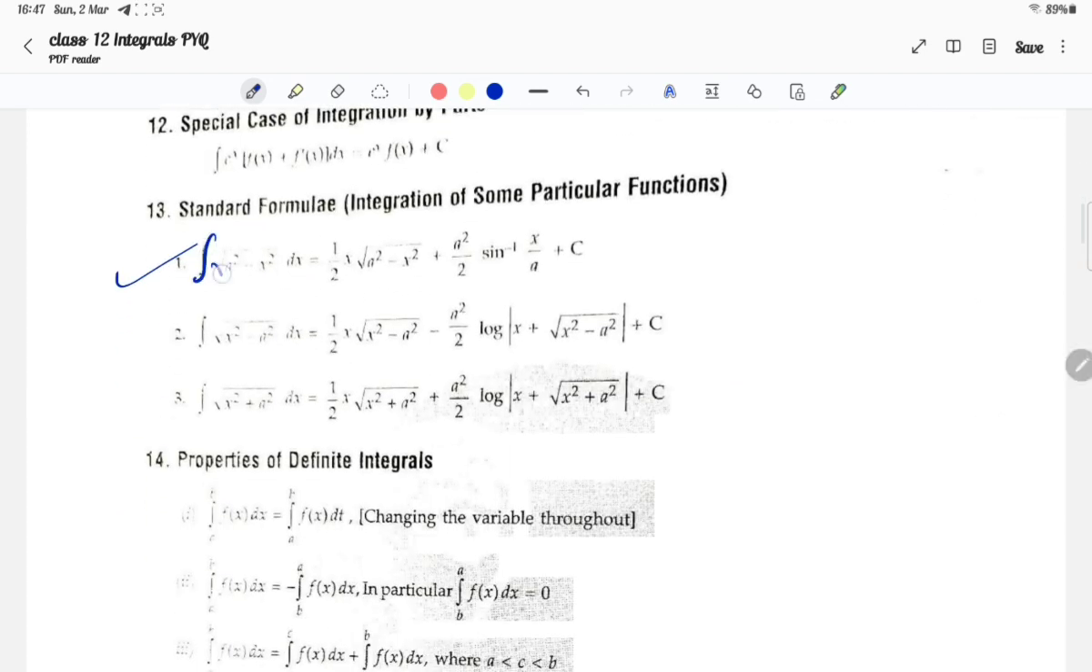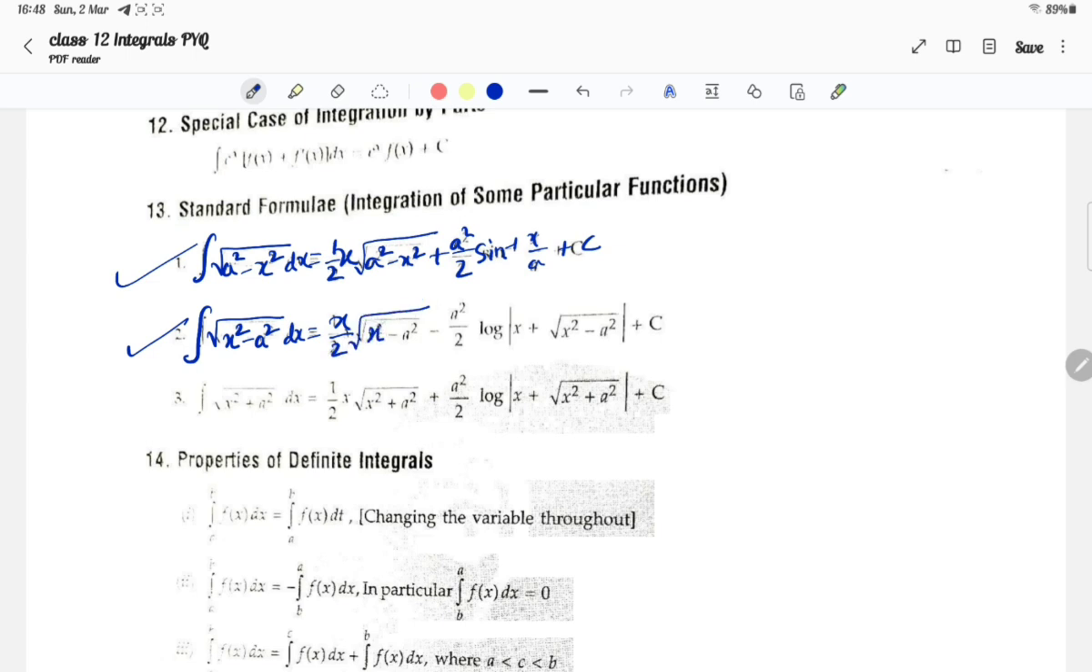It is integration of root over a square minus x square dx, it will be half of x root over a square minus x square plus a square by 2 sin inverse x by a plus c. Okay. Second formula is integration root over x square minus a square dx. It will be x by 2 root over x square minus a square minus a square by 2 log of mod of x plus root over x square minus a square plus c.